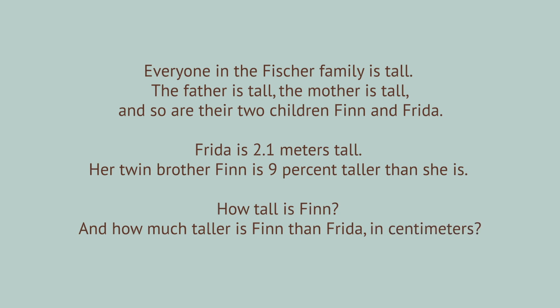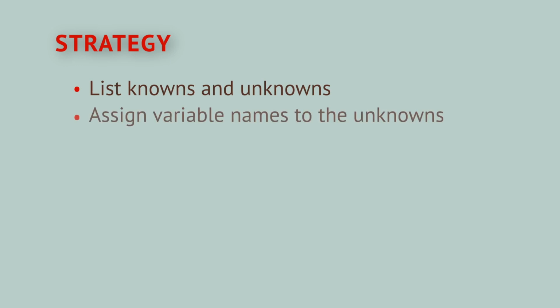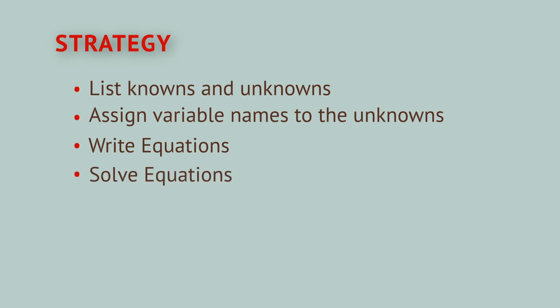In centimeters. Our strategy for solving word problems is to list knowns and unknowns and assign variable names to the unknowns. We will translate sentences in the problem into math language, in other words, equations. Then we can solve the equations and turn those unknowns into knowns.